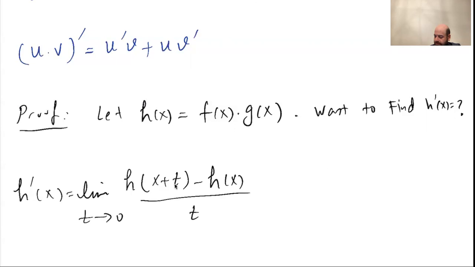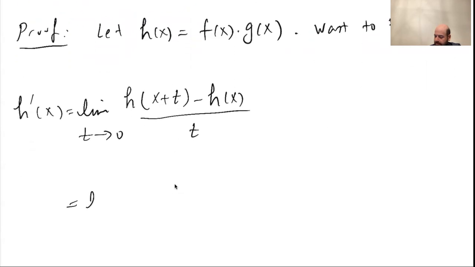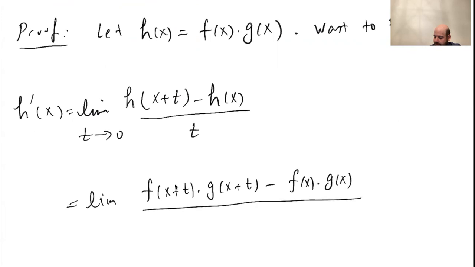T approaches to 0. And then this is equal to limit f of x plus t times g of x plus t minus f of x times g of x divided by t. T approaches to 0, right? See, we have a formula for h of x. It's f of x times g of x. So if I want h of x plus t, what should I do? I have to replace every x here by x plus t. So I will get f of x plus t times g of x plus t.